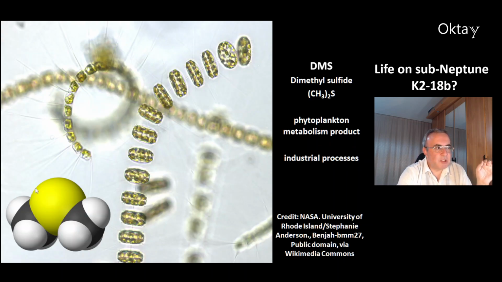This is a structure of dimethyl sulfide, black carbon atoms, white hydrogen atoms, S atoms, sulfur atoms in yellow. DMS is a metabolism product of life from the phytoplankton. And on Earth, it is also a product of industrial processes.